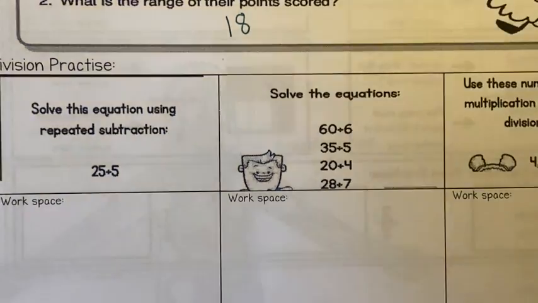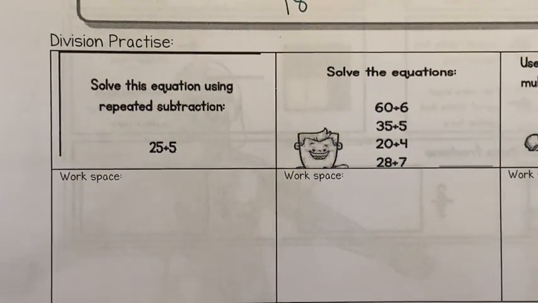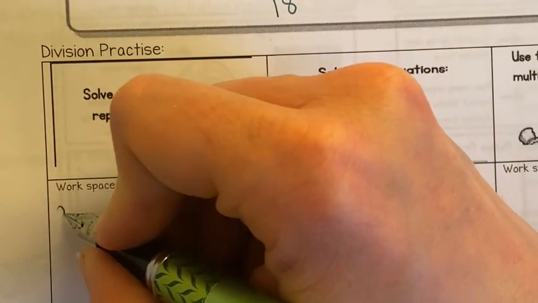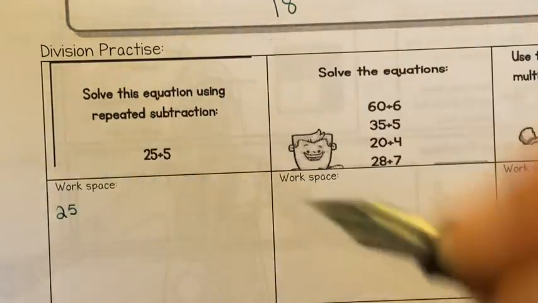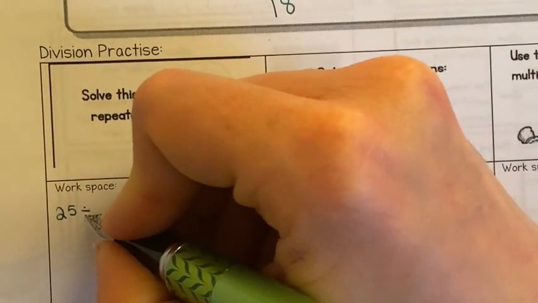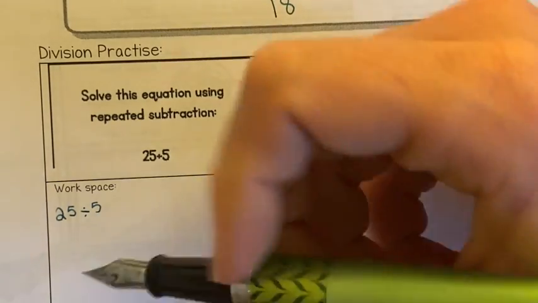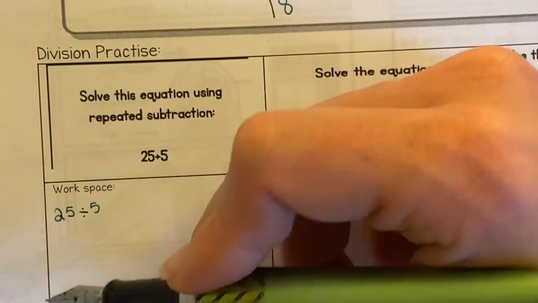I know some of you guys are not fans of repeated subtraction, and I totally get it, but just follow along with me. It's not that bad. So 25, I'm going to start at 25, and I'm going to subtract until I get to 0. So I actually could set this up on a number line. So 25 divided by 5, I'm going to show that with a number line.